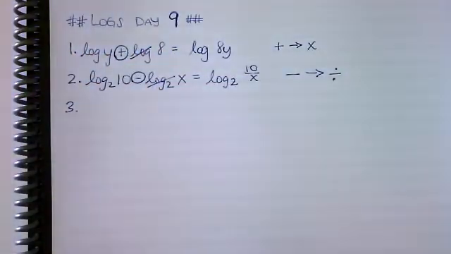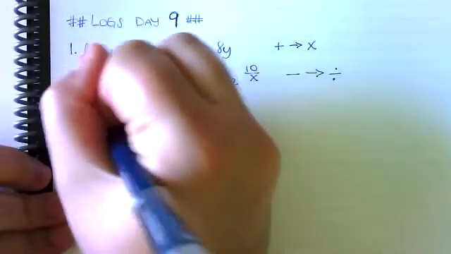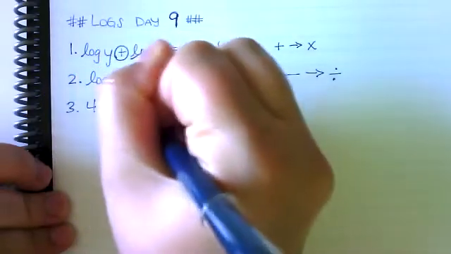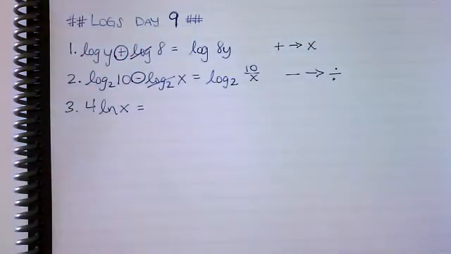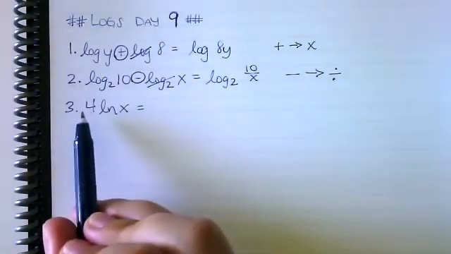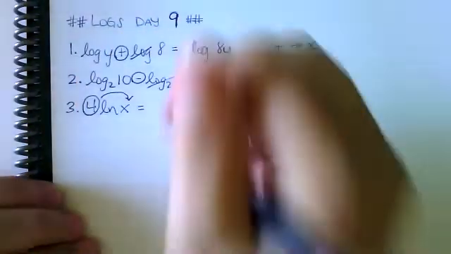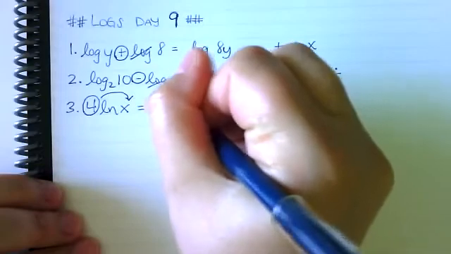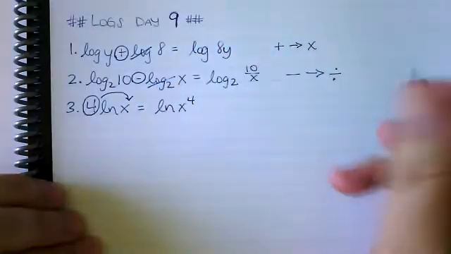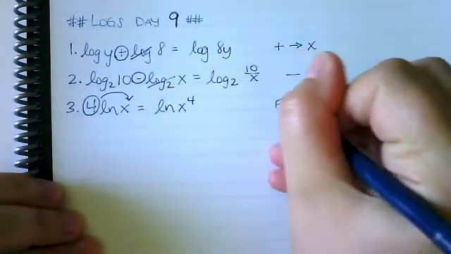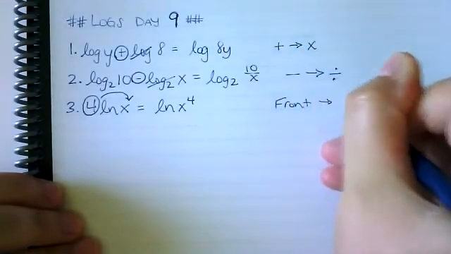Okay, question number 3. We have 4 times the natural log of x. And remember, this is our exponent rule. If we have an exponent, we would move it to the front. So to condense, we take this number from the front and we make it an exponent. So this is just the natural log of x to the 4th. So if there's a number in the front, it turns into an exponent.